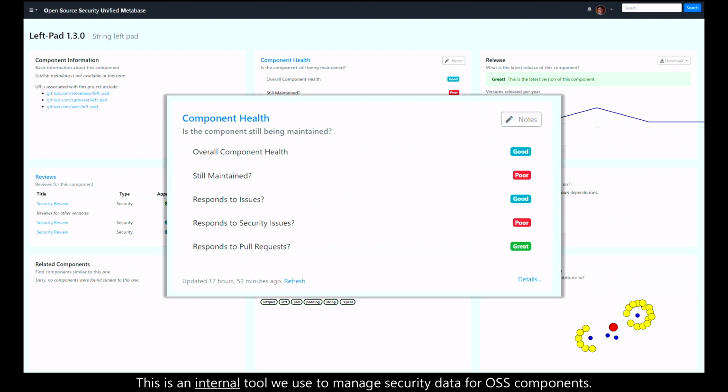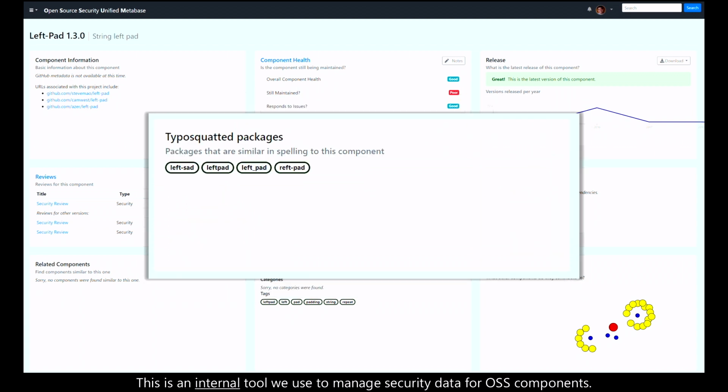And so component health, we score it on a bunch of different areas. We look for things like typo squatted packages. So this is the NPM left pad. There's also a left sad, a left pad without the dash, a left underscore pad, because we needed that too, and a reft pad. Some of these were accidental, I just created the package too fast and made a typo. Some of the other ones, I'm not so sure.